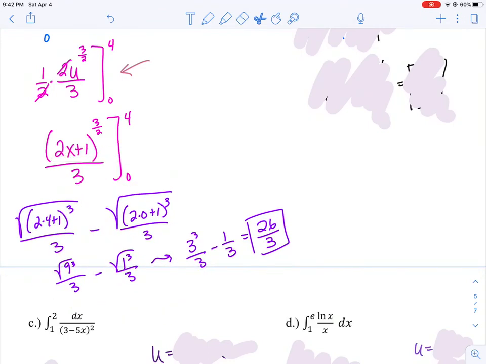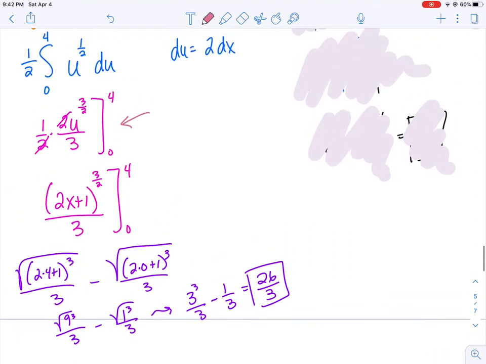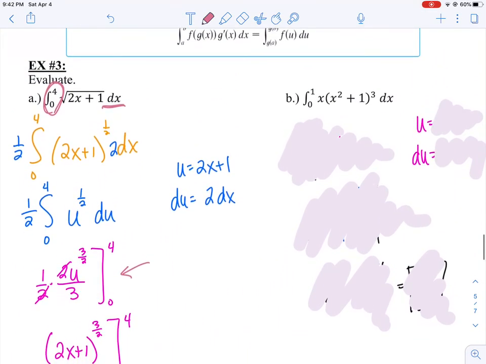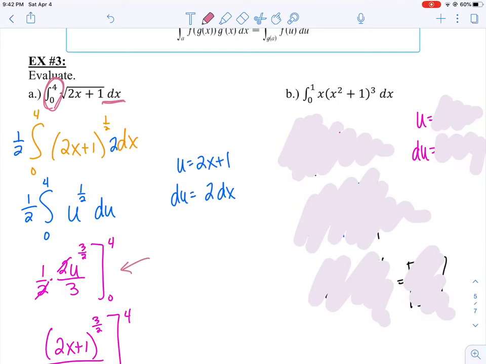So instead of using the 0 and the 4, maybe we can use something different. Let me show you example number 3b. In example number 3b, you notice that we have an integral from 0 to 1, and to me this looks like a product rule and a chain rule, so that's my clue that we're going to be using U substitution again.